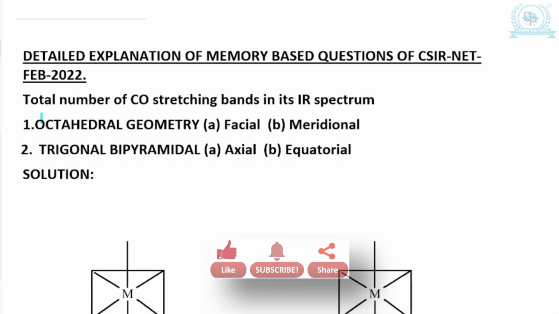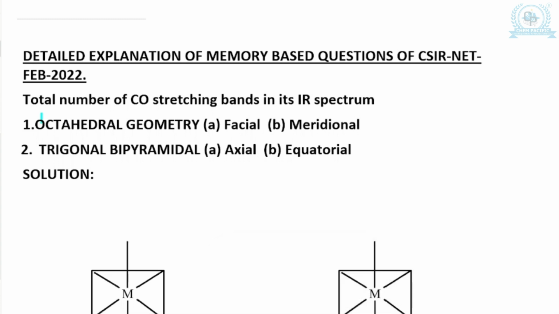Let's get started. Now, students, I have taken a single question for this video because I wanted to explain it elaborately and in detail. My motto is to give you a very detailed explanation in this problem. They're asking for the total number of CO stretching bands in the IR spectrum of an octahedral geometry, for the facial and the meridional isomers, and in the TBP structure, for the axial and the equatorial configuration.